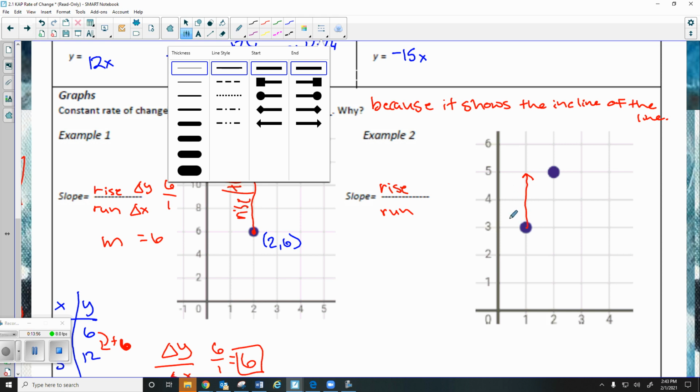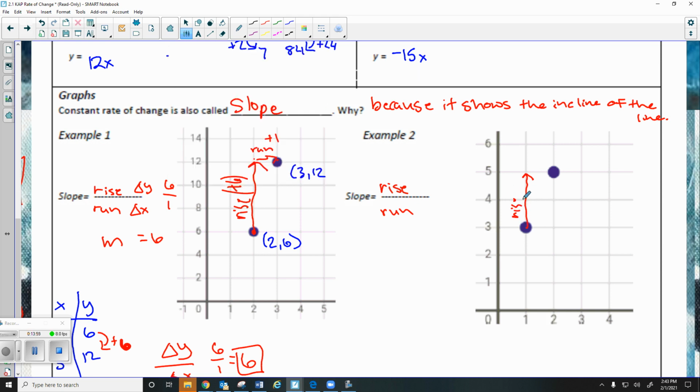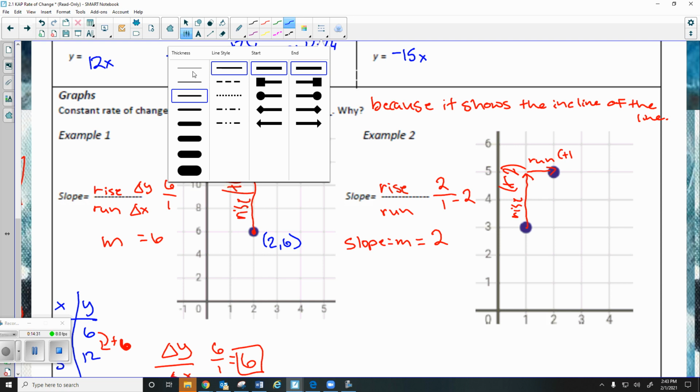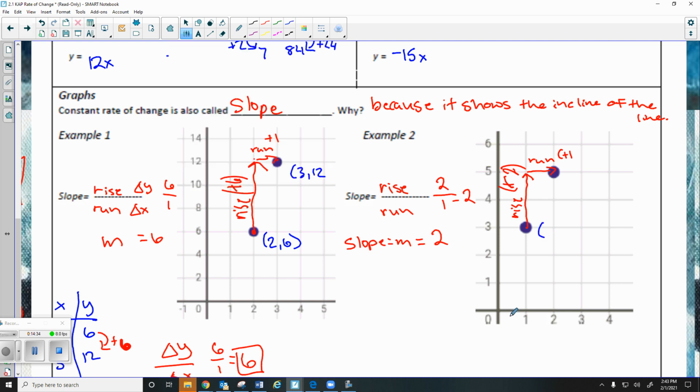Okay, that from 3 to 5, that rise was plus 2. My run going from this way to this way, my run was plus 1. So 2 over 1 simplifies down to 2. My slope, okay, remember this is the same thing as m, which is talking about the rate of change, is 2. Now maybe the table works better for you, finding the points and doing the table. Okay, the ordered pair for this one, 1, 3. This one is 2, 5.